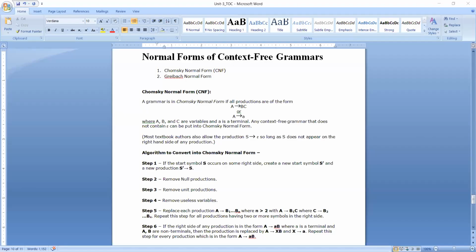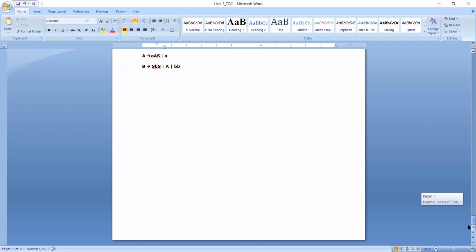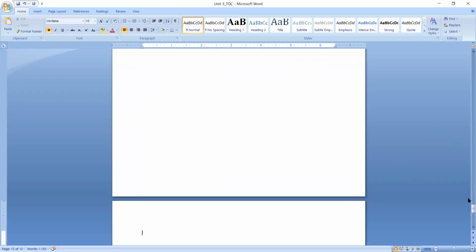In today's class, we are going to discuss our next topic, which is normal forms of context-free grammars. So what are normal forms? Let me give one small example so that you can understand what a normal form is.